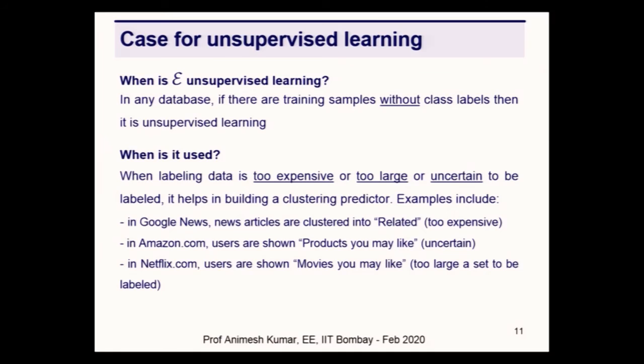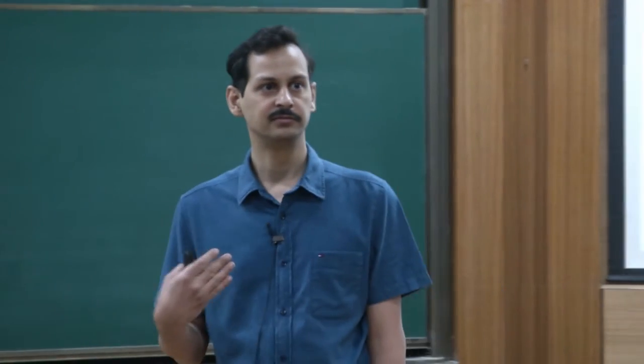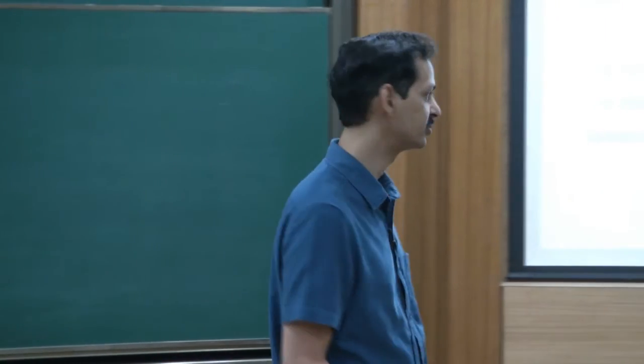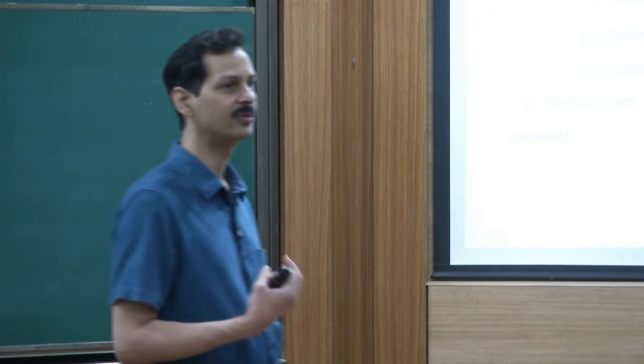So let's look at an example where labeling the data is either too expensive or too large or even uncertain. So if you use Google News or any other news aggregator, you would notice that below every news article it would have this idea of related news, right? And typically they do it by a plethora of techniques. I mean, there's no single technique. The most common and obvious one is what is called a bag of words technique.